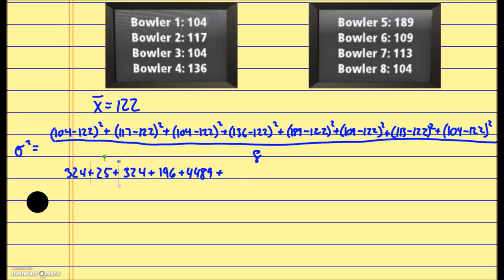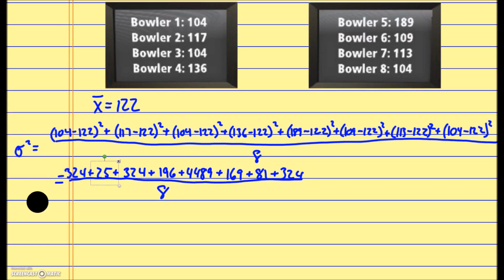The next one, 109 minus the 122 is a -13 squared, which is a 169. The next one, the 113, that's a 9, or -9 squared, which is 81. And then the last one, once again, we have that 324, because it's still the 104 minus the 122 squared. Again, it's all divided by the 8.